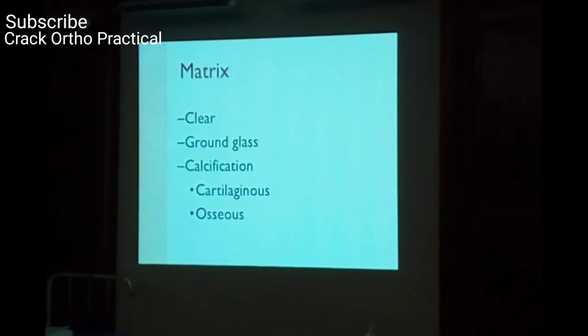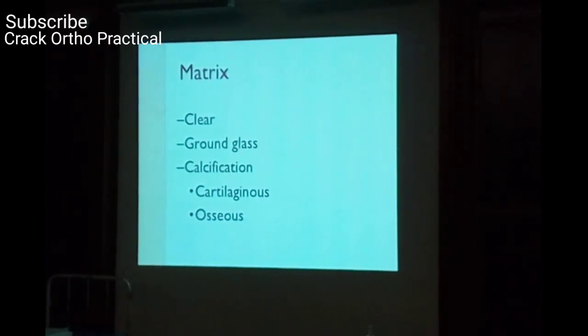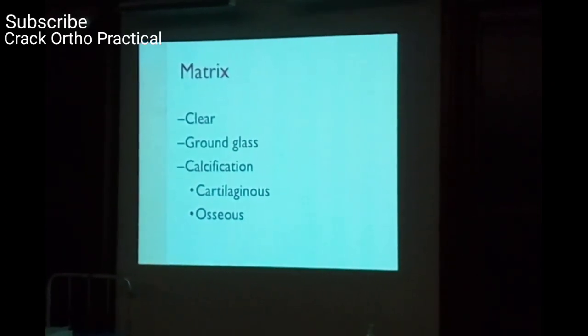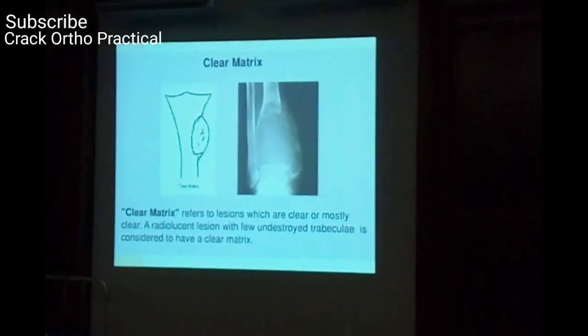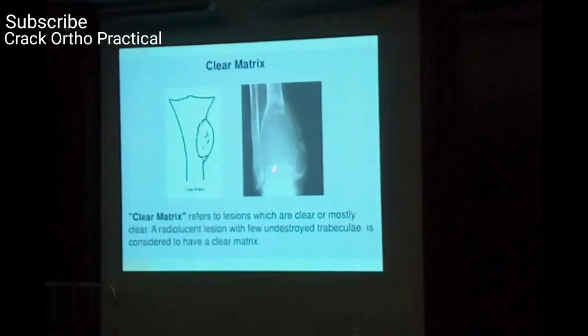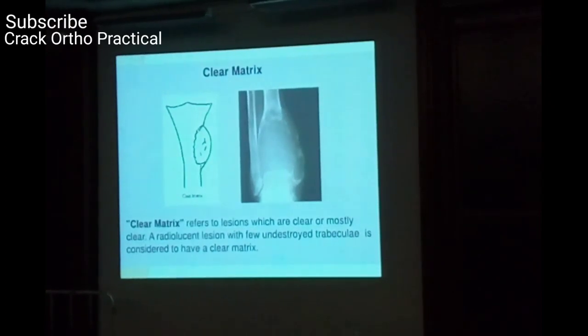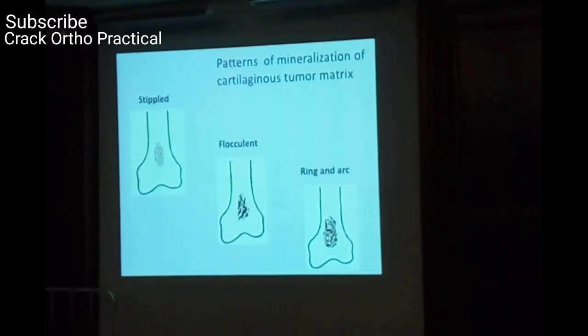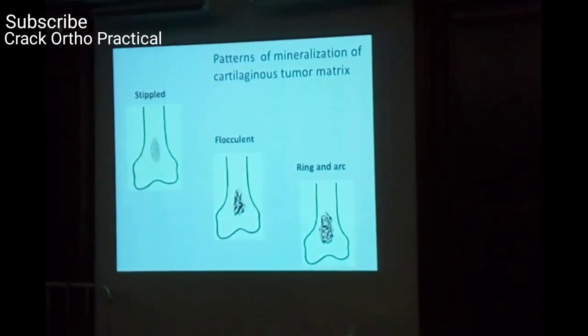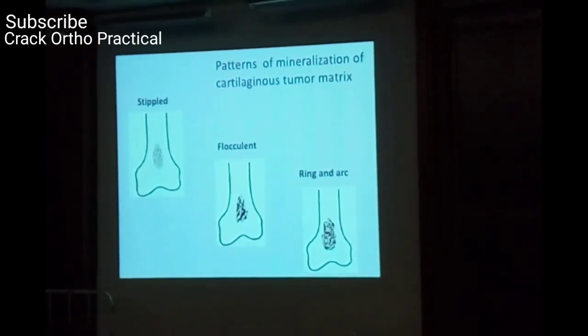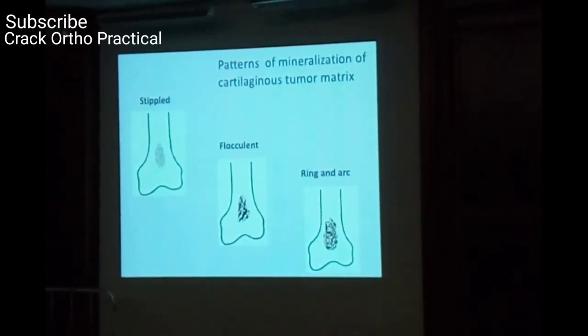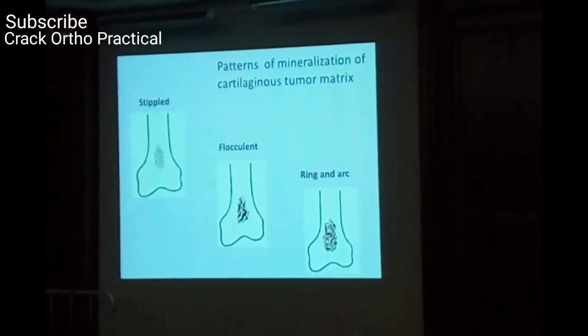The matrix can be clear matrix, which is found mainly in the bone cyst, and ground glass appearance, which is found in the fibrous tumor, and calcification is mainly seen in the cartilaginous tumor, or sometimes hematogenous tumor also. So clear matrix is like this, where there is a radiolucent area, along with some of the trabeculae. If they are seen, they are still called a clear matrix. In cartilaginous tumors, you will find calcification or mineralization. So there are three types of calcification, mainly stippled, flocculent, and ring and arc type.